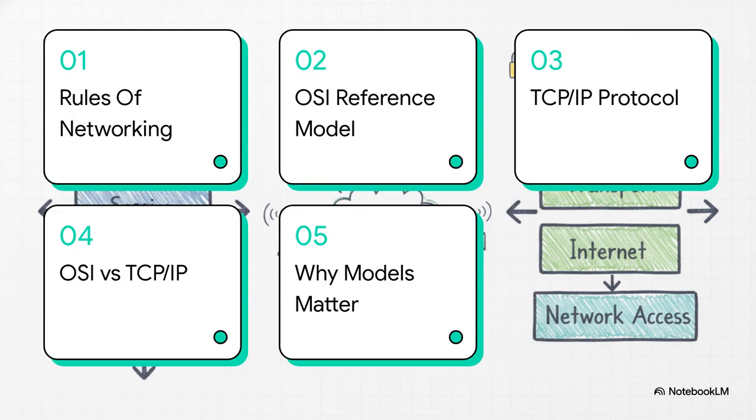Here is our agenda for today's explainer. 1. The rules of networking. 2. The OSI reference model. 3. The TCP/IP protocol model. 4. OSI vs TCP/IP differences. And 5. Why these models matter.